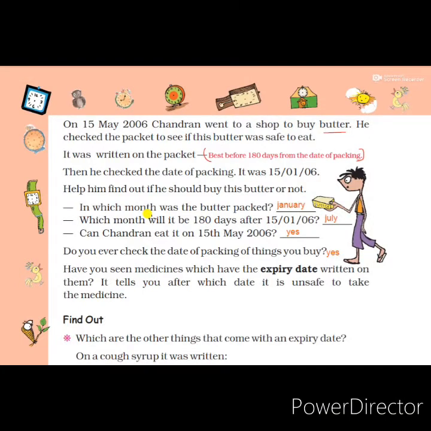Before going to our next topic, we have to write this answer, students. Which month will it be 180 days after 15th of January 2006? You have to write the month only: July.